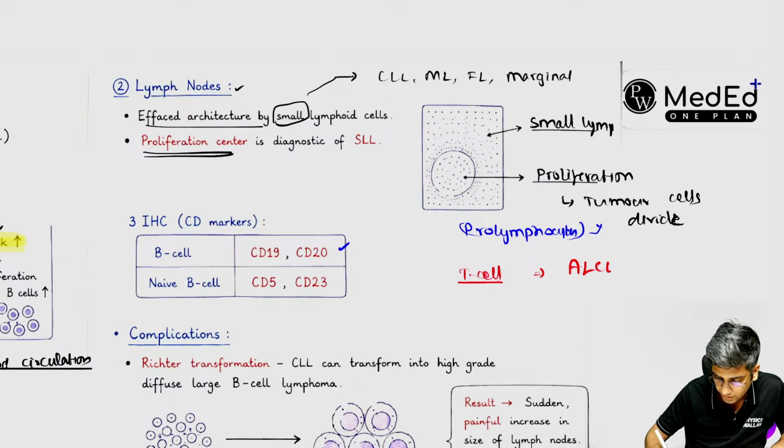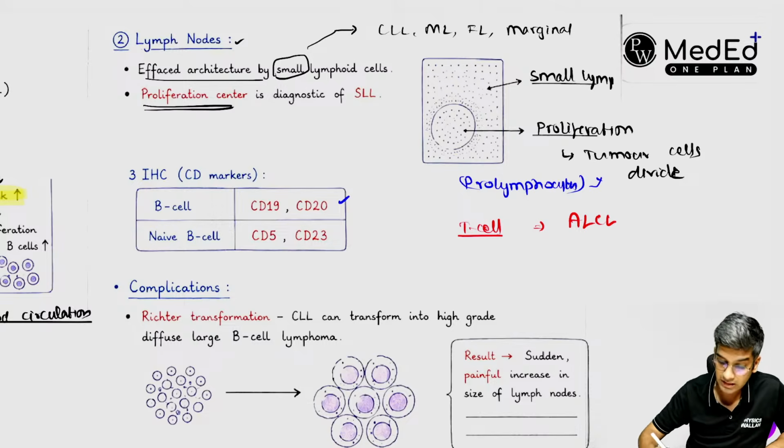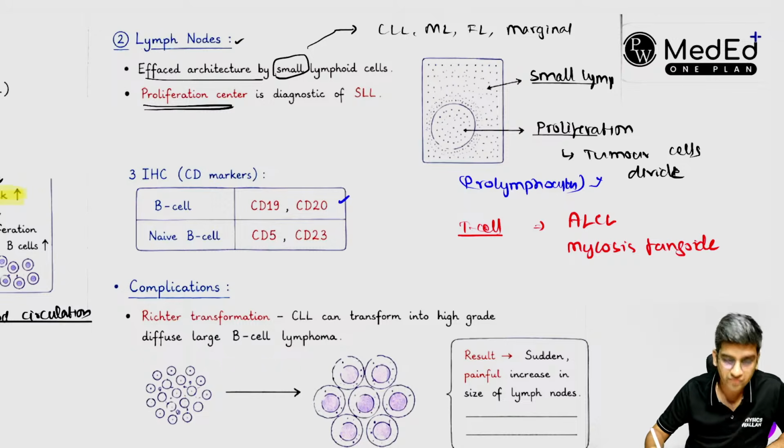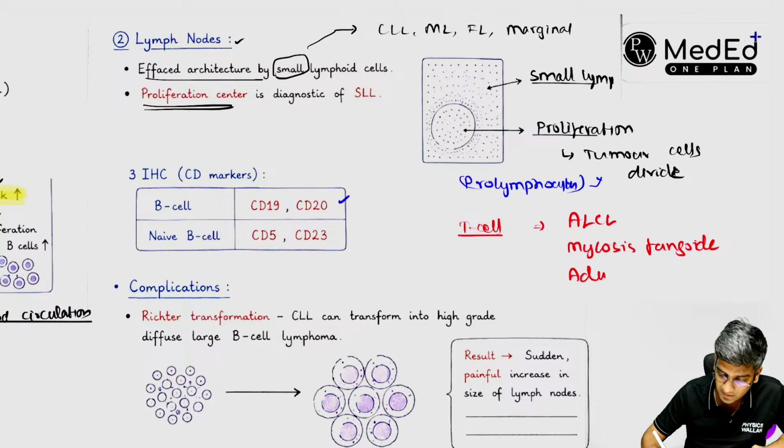ALCL is T lymphoid, anaplastic large cell lymphoma. They might not ask you in an exam, just for us to remember. Mycosis fungoides is T lymphoid, right? The epidermotropism and the cutaneous T cell lymphoma, right? And adult T cell leukemia lymphoma. That's good because in the name itself I have adult T cell leukemia lymphoma.